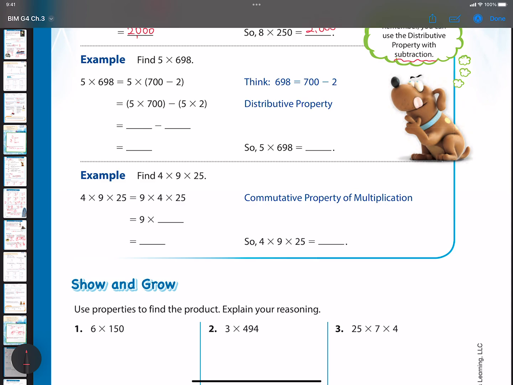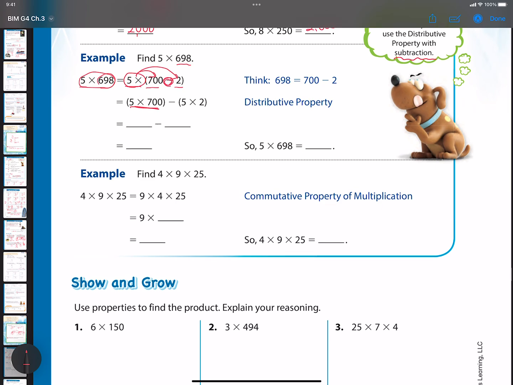5 times 698. Yeah, this is very close to 700, right? Now we are going to convert this into 5 times 700 minus 2, same as 698. Now you are going to distribute the 5 to 700 and then to 2. But this equation is for the subtraction. All right, you are going to use the distributive property of multiplication with subtraction.